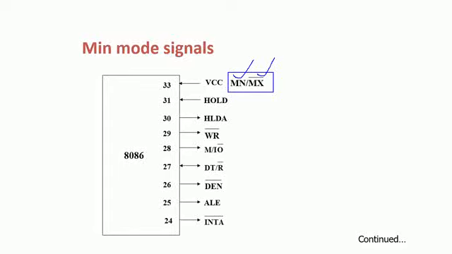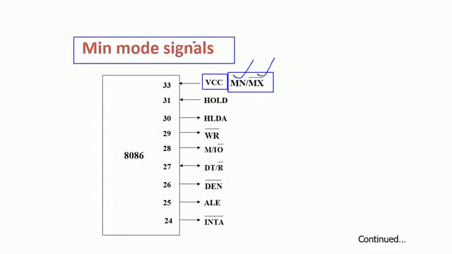So as I'm configuring the 8086 microprocessor under the minimum mode, I'm connecting plus 5 volts to the 33 pin. Plus 5 volts is nothing but the VCC. So when I'm connecting the VCC to the 33 pin, we are indicating that the microprocessor is configured under the minimum mode. Okay, now let us go for the explanation of the minimum mode signals.